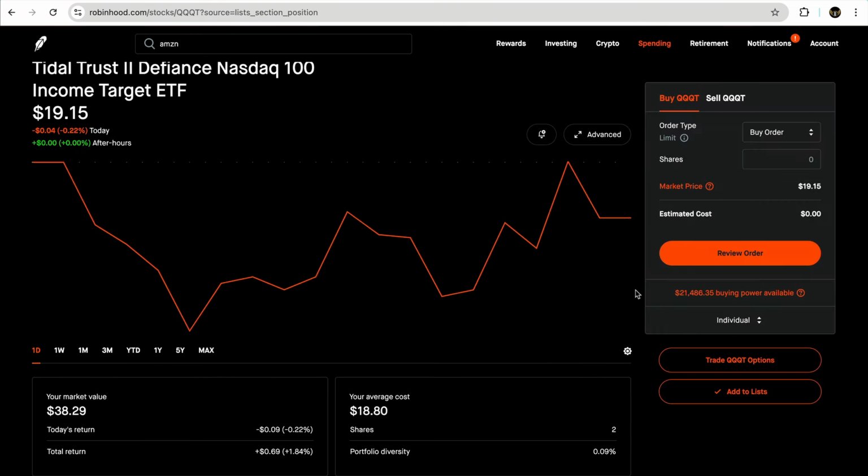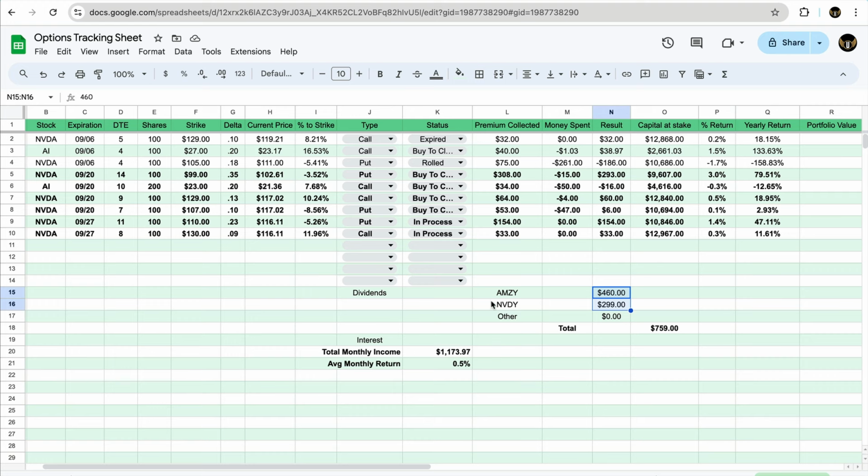And then QQQT, average cost 18.80, and it's up to 19.10. So we'll see how this goes. I'm ahead on these. So yeah, not too much going on this week. Again, my monthly income so far is 1,173, and that puts me over my goal of 1,000.